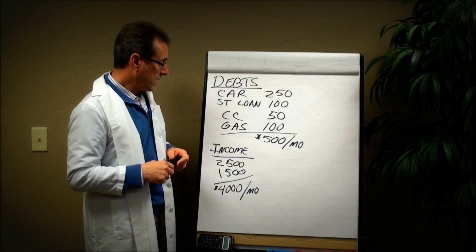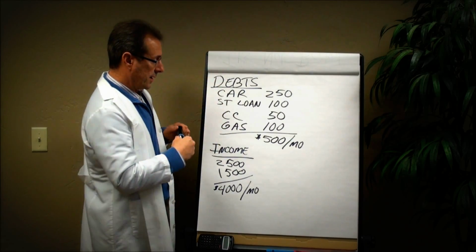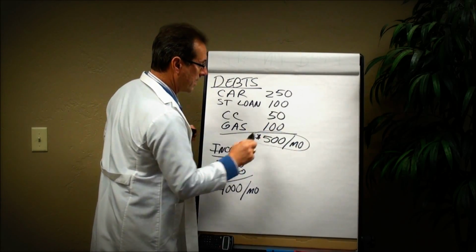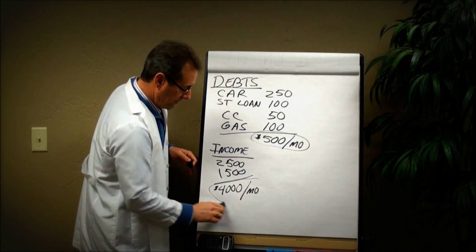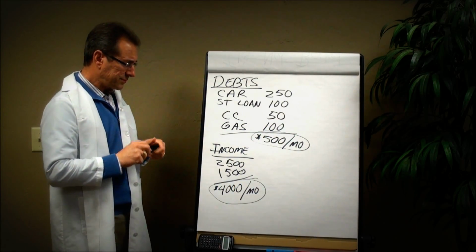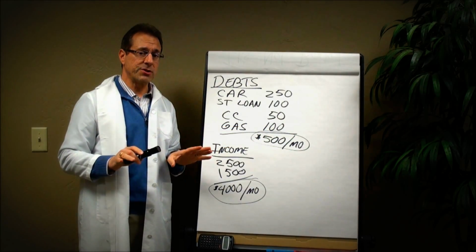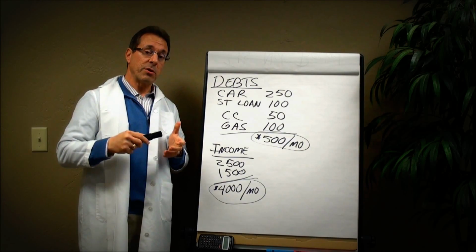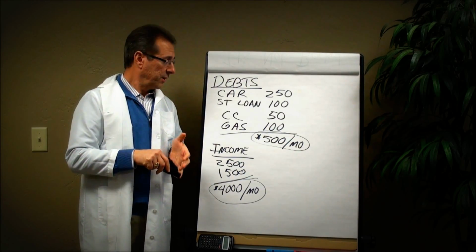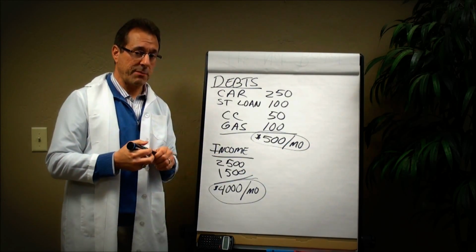So we've got our debts of $500 a month right there, and your income of $4,000 a month. Now that's not your debt-to-income ratio yet that you want to figure, because remember, you've got a house that you're wanting to buy. So let's use an example of what a typical house payment might be.